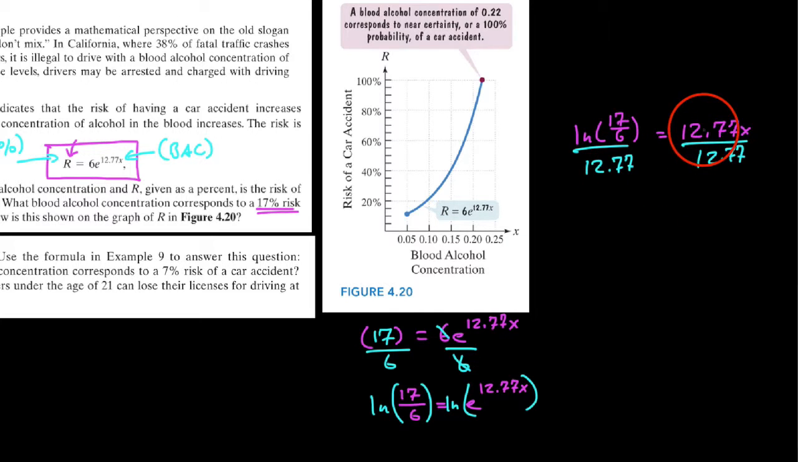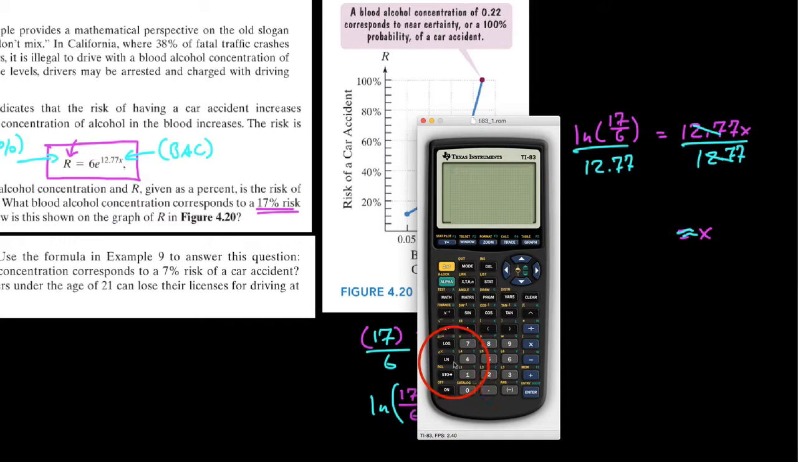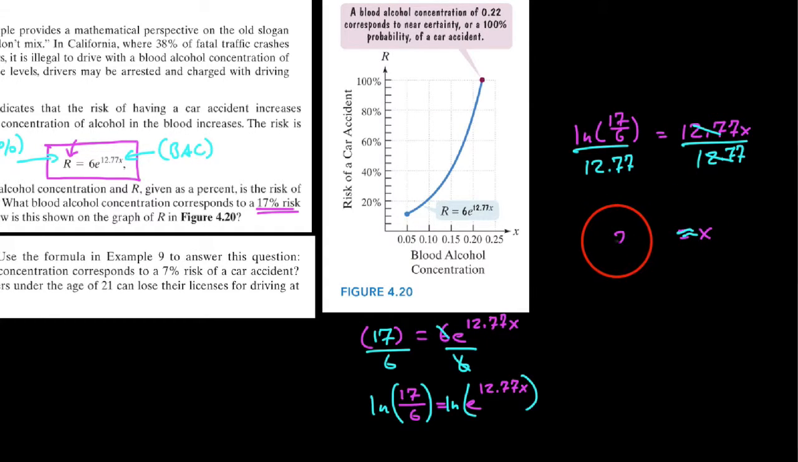Now, dividing by 12.77, we can get a decimal value for this. Your blood alcohol concentration is approximately, getting my calculator out, the ln of 17 divided by 6, all divided by 12.77. What we end up with is about 0.081-ish or 0.082-ish, so 0.082-ish. How is this shown on the graph?